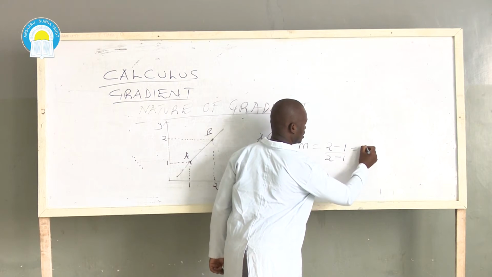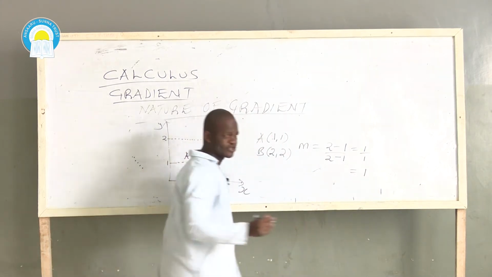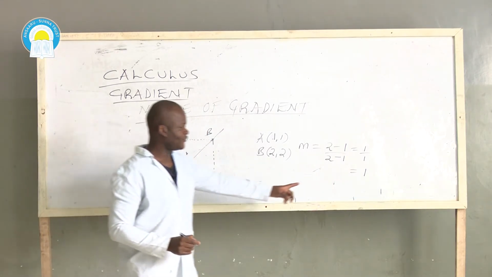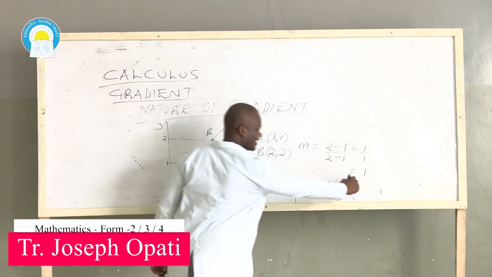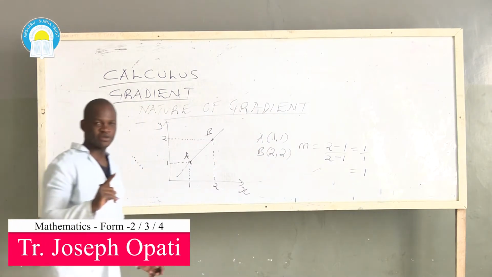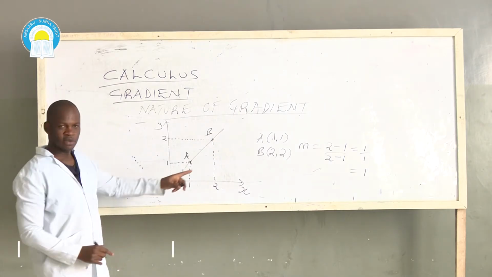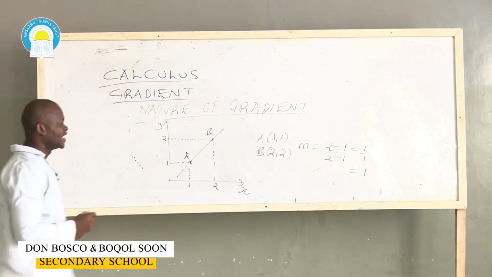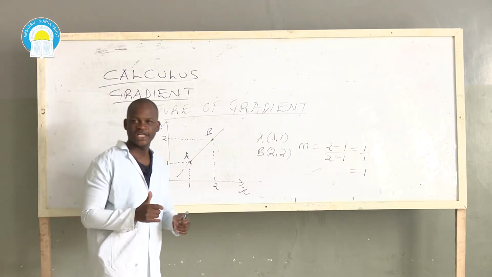So what do we get? 1 over 1, which is 1. Of course, remember, we are interested in the value which the gradient assumes. Our gradient here is positive, a point we said earlier, that any line with that inclination will always have a positive gradient. That is nature number 2 of the gradient of a straight line.